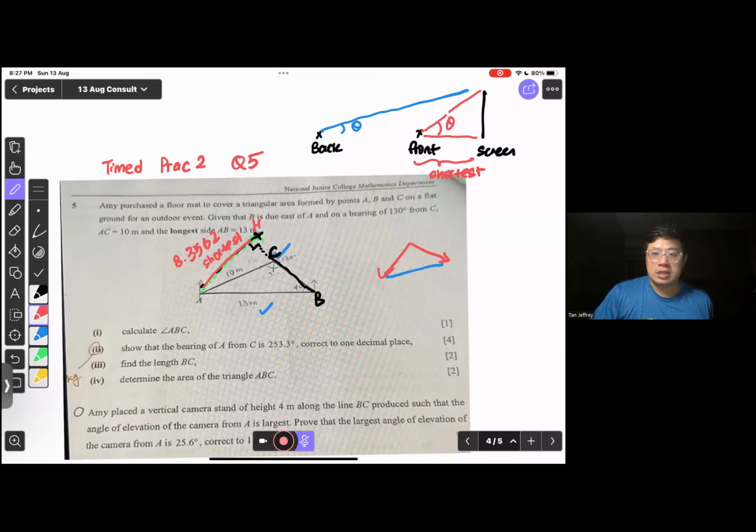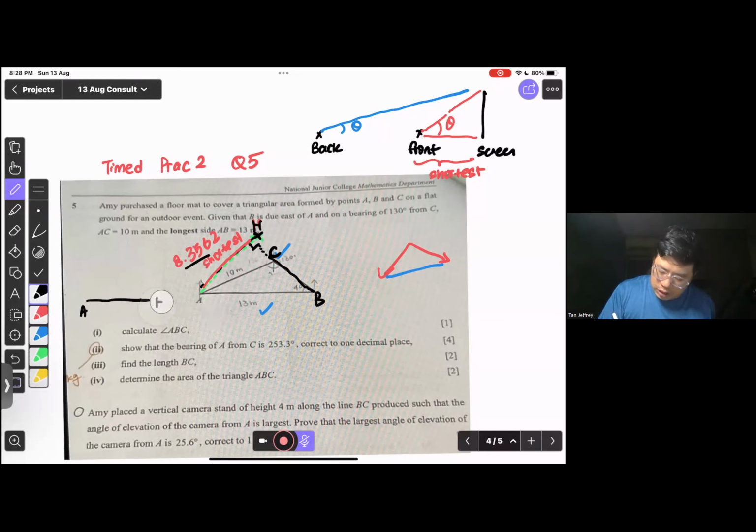Just hold on one second. This is 8.3562. Then after that, let's call this point H. So AH is 8.3562. Then there's a camera which is 4 meters high, along the line, which is somewhere here. This is 4 meters high. This is the camera. Let's call it point camera. So basically, you want to find this angle.